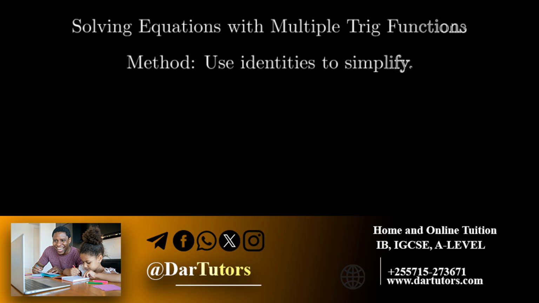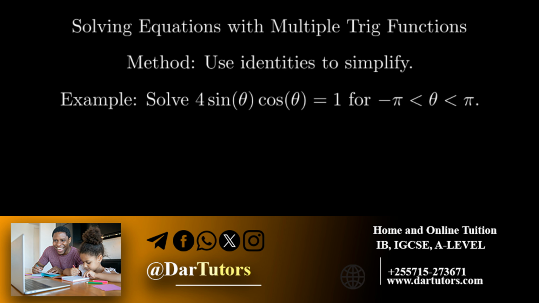Sometimes an equation contains more than one trigonometric function. In these cases, our first goal is to use a trigonometric identity to rewrite the equation in terms of a single function. A common identity we'll use is the double angle identity for sine. Let's solve 4 sine theta cosine theta equals 1 for theta between negative pi and pi.